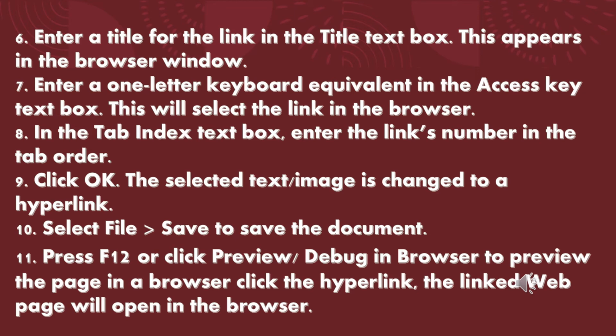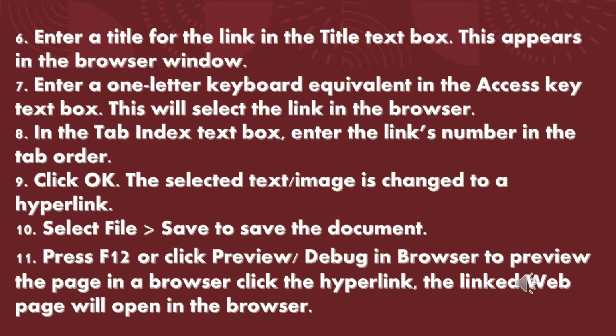Enter a title for the link in the title text box. This appears in the browser window. Enter a one-letter keyboard equivalent in the access key text box. This will select the link in the browser. In the tab index text box, enter the link's number in the tab order. Click OK. The selected text or image is changed to a hyperlink.